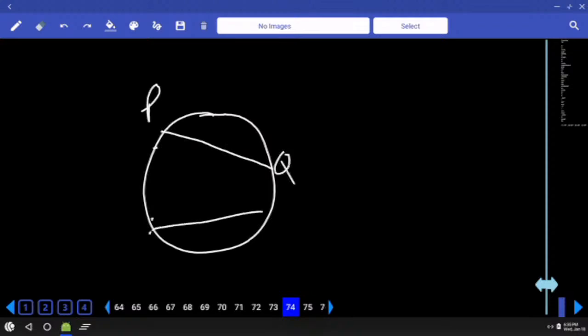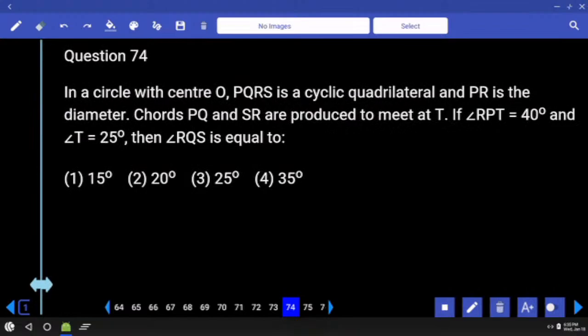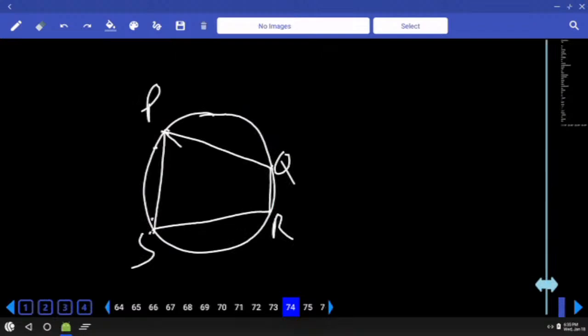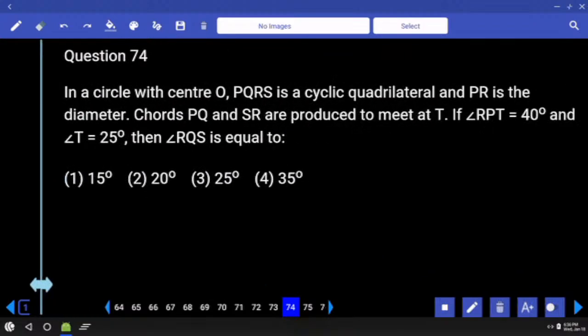Next, RS. ఓకేనా? ఇస్ ఇట్ క్లియర్? PQRS ఇలా డ్రా చేసుకొని రెండు కార్డ్స్ PQ and RS కదా, yes or no? PQ and RS are the two chords produced to meet T, and PR is a diameter. ఈ PR అనేది డయామీటర్, ఓకే రైట్.